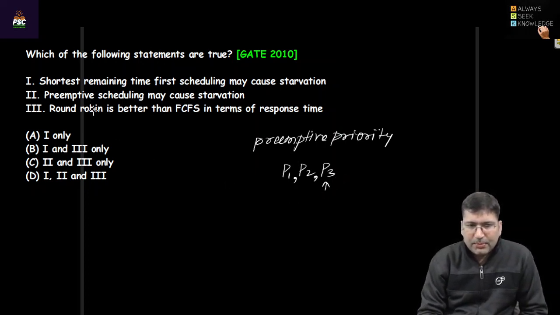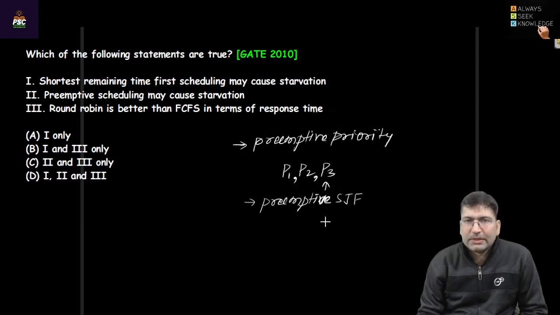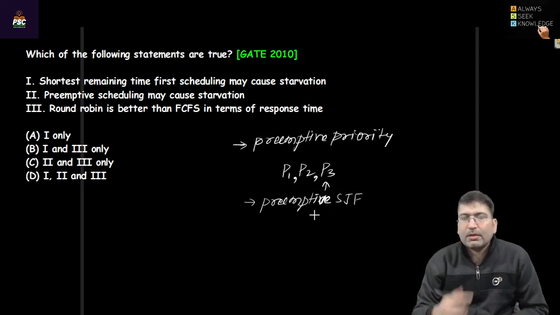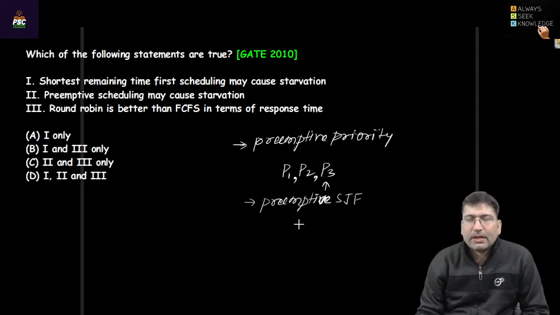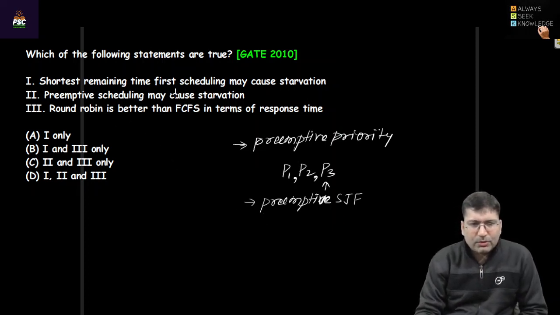If you are incorporating preemptive SJF, then also a process can be stopped if smaller CPU request processes keep arriving in the ready queue. As I have discussed, a process which is requesting a large CPU burst may need to stay in the ready queue for a very long period of time, right? So the second statement we can also say is true. This is also true. Now look at the third one.